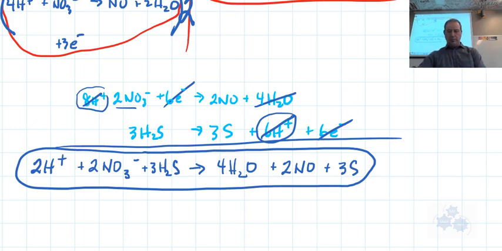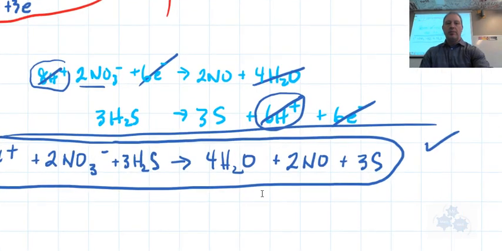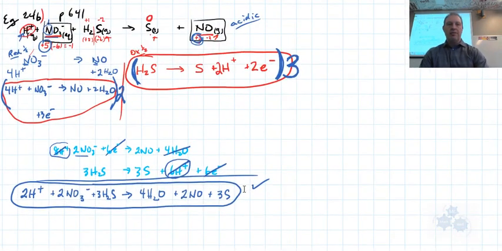So let's see here. I'm going to double check my work. That's exactly right. That is the answer. Okay. So again, that's how you balance a redox reaction, the half reaction method. That's 24B in your text, page 641, Merrill Chemistry.